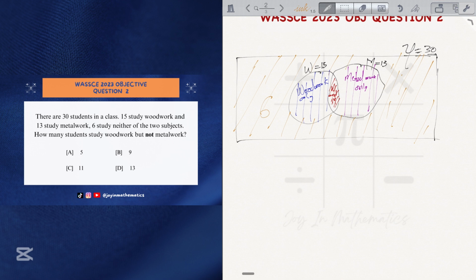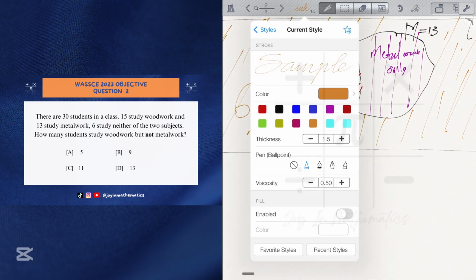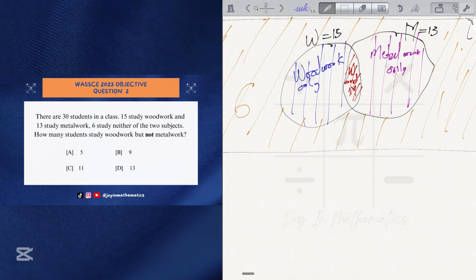Now the question says how many students study woodwork but not metalwork. So that means how many students are studying woodwork only? So this is what we are looking for. How many students are studying woodwork only?